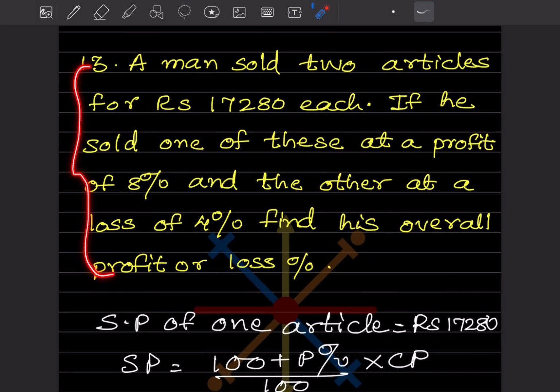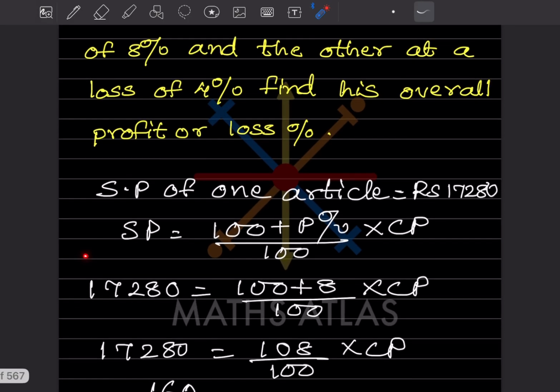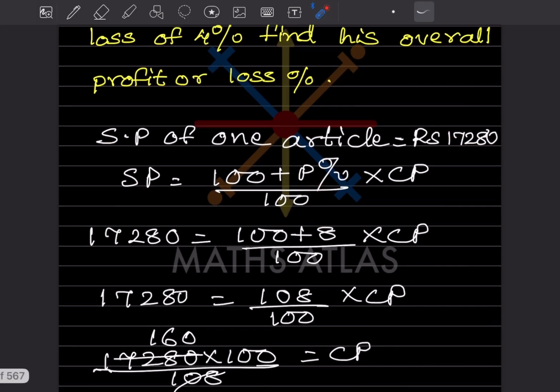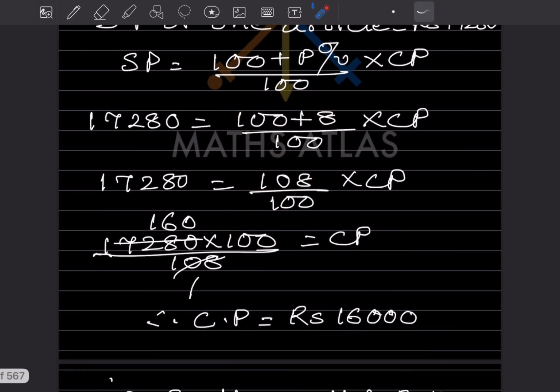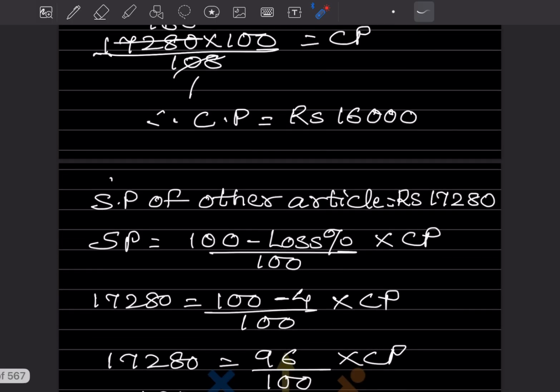This is the question given. One article's selling price is this much, at a profit of 8% and the other at a loss of 4%. So first we'll go for this formula because the profit is here. 8% is the profit. Selling price, we'll put this amount. After solving this, it will go here, and this will get divided by 108. That will be CP. So CP, after simplifying this, will be 16,000.